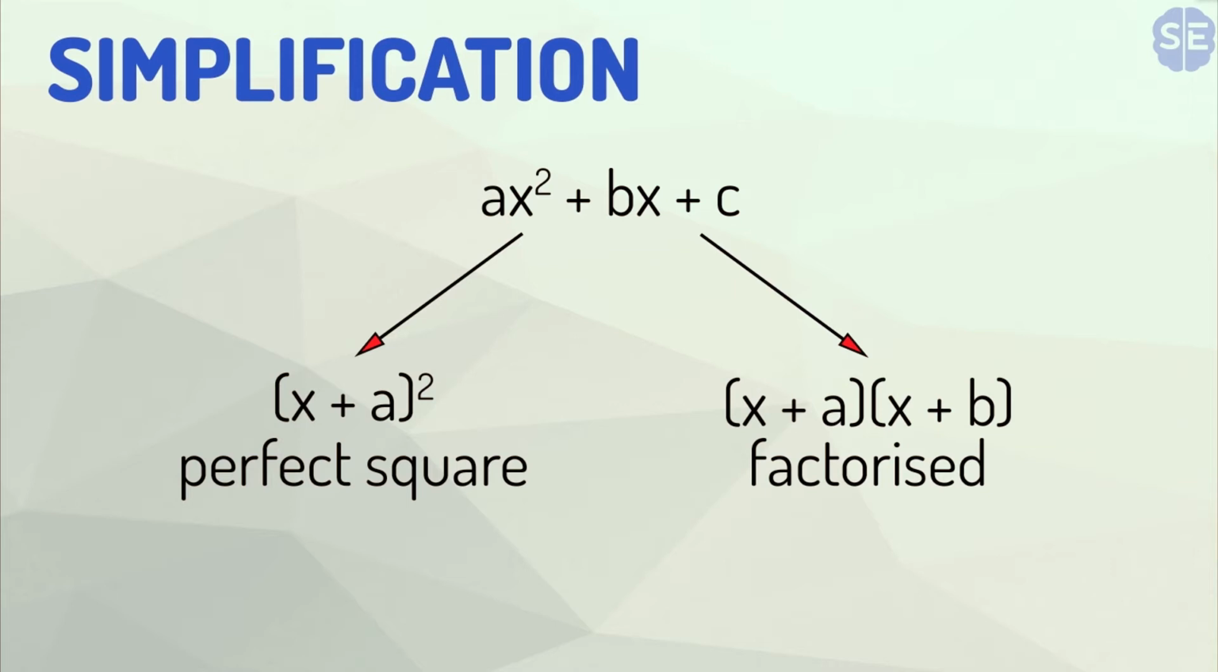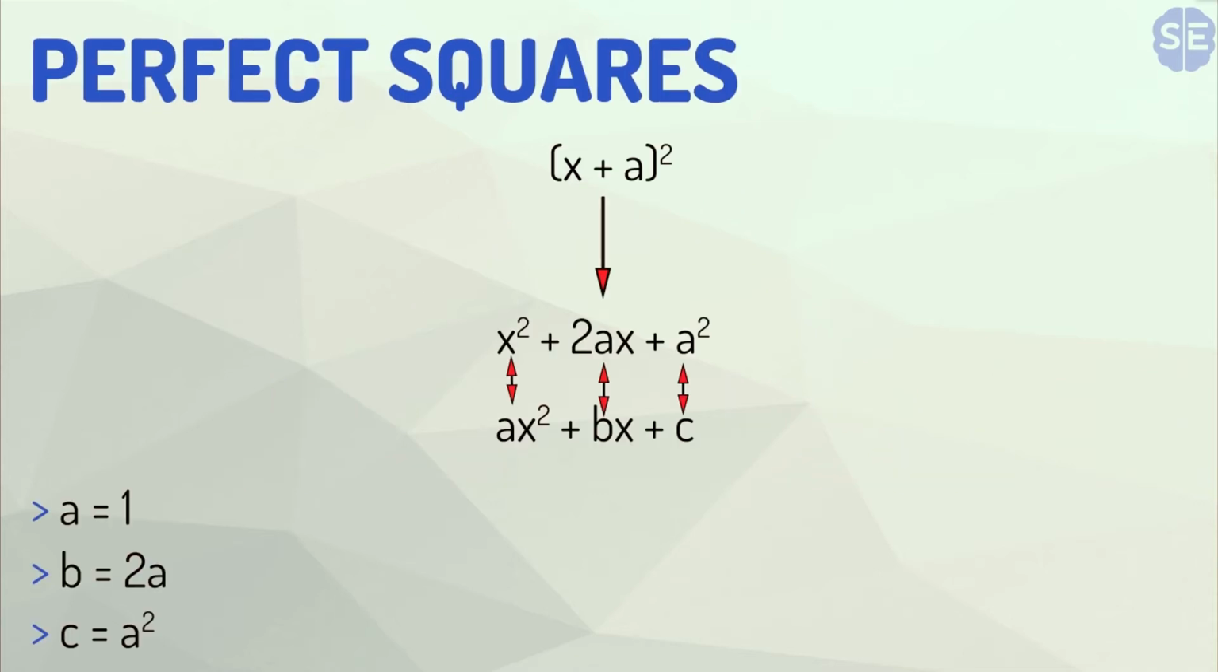A quadratic equation can be simplified in two different ways. It can either be simplified as a perfect square, which is the general form of (x plus a) squared, or can be factorized in the general form of (x plus a) multiplied by (x plus b). To manipulate a quadratic into one of these forms, the original equation must fit certain criteria.